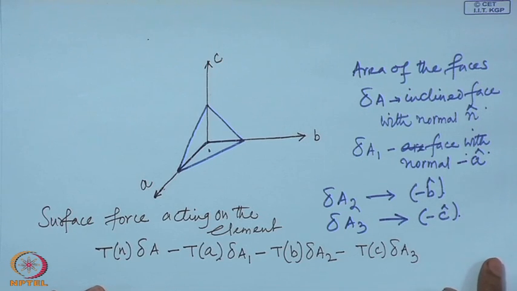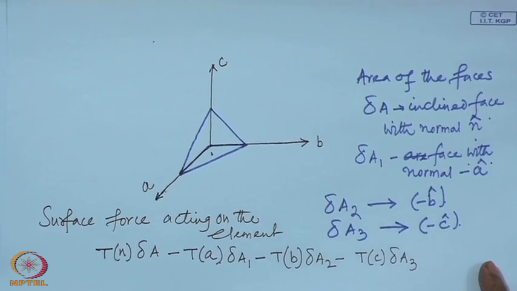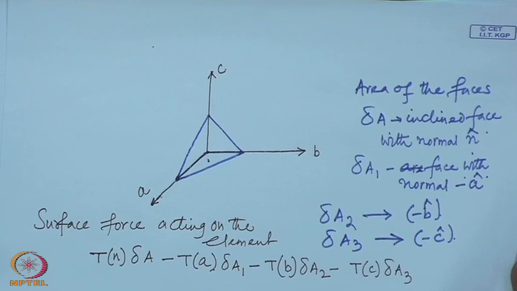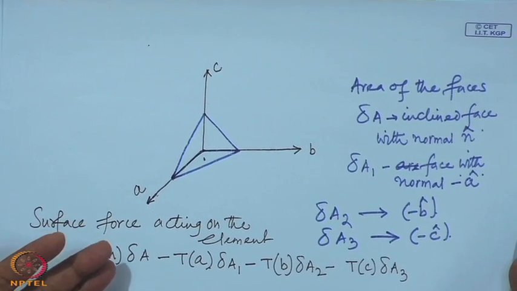Now, can we express this delta A1, delta A2, delta A3 in terms of delta A? You see, this delta A1, delta A2, delta A3 are the projections of the area delta A on the three coordinate planes. So, what is the relationship? How can we write delta A1? What is delta A1, as an example?